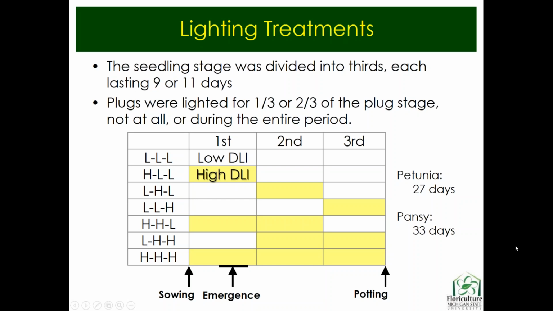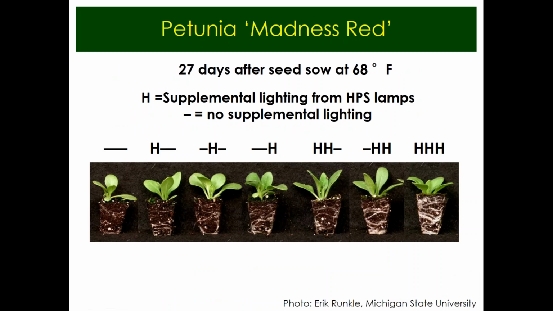So let's go ahead and look at some examples. So here we have Petunia. This photograph was taken 27 days after the seeds were sown. And again, this is basically providing just photoperiodic lighting, so very low light intensity, as we would expect. Poor rooting after 27 days.